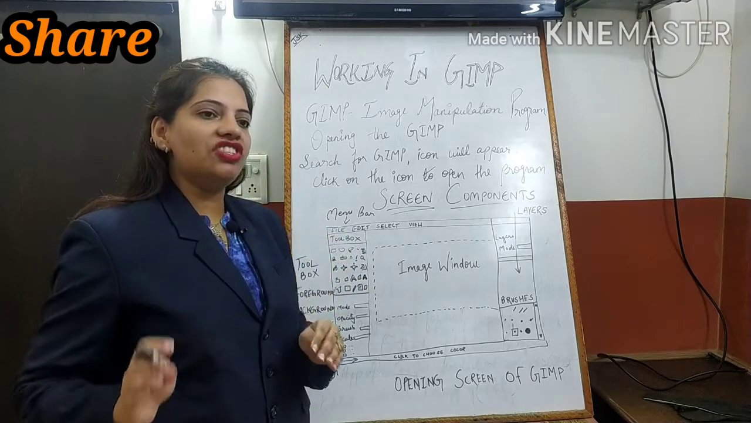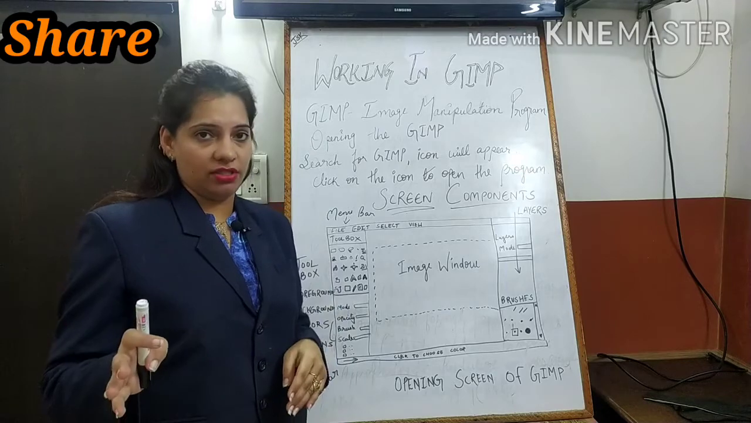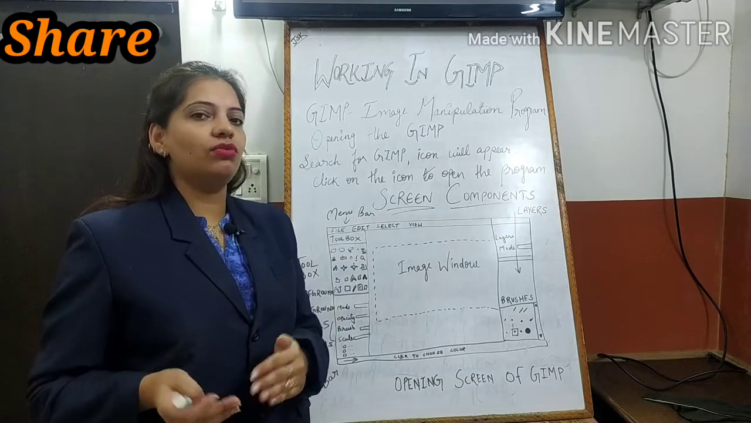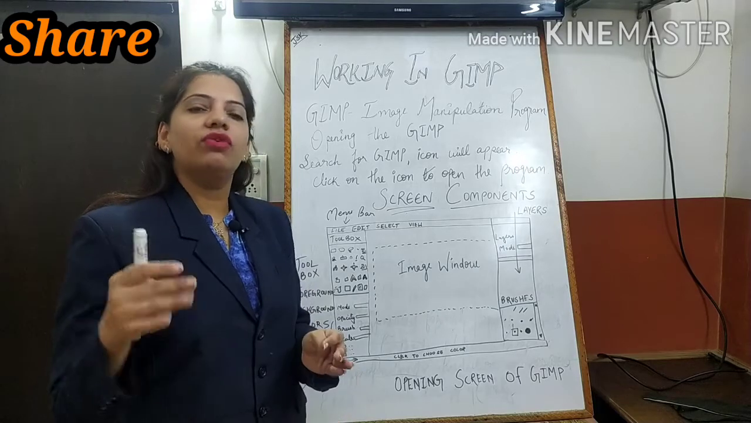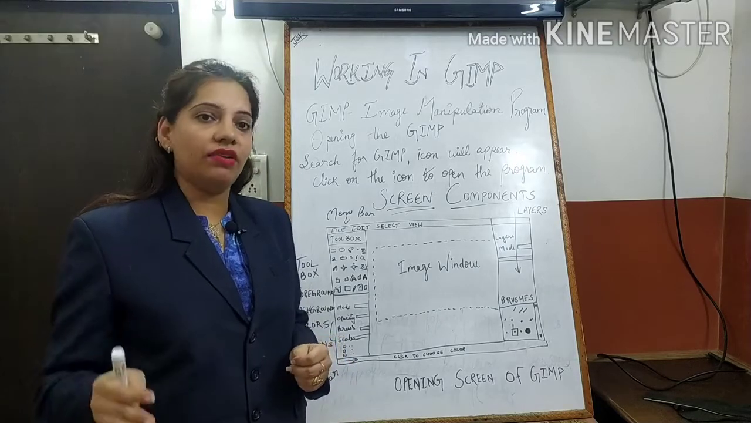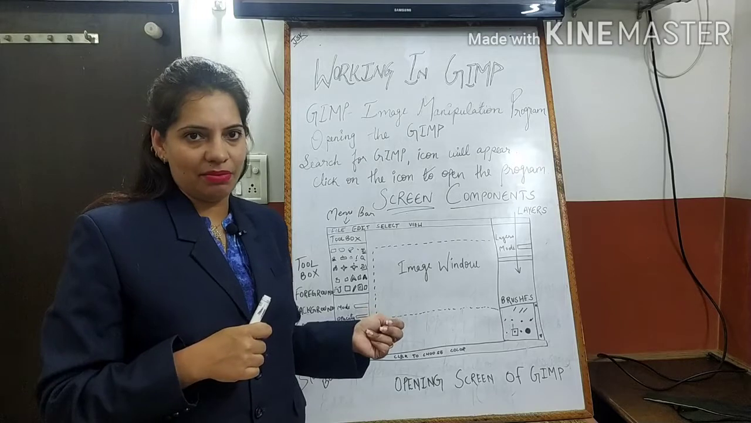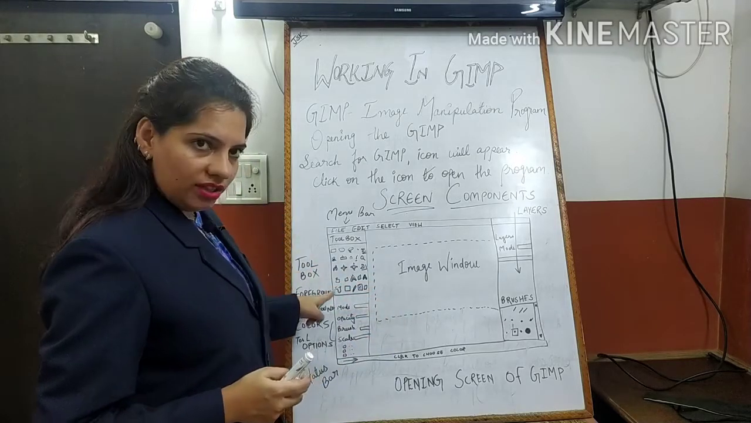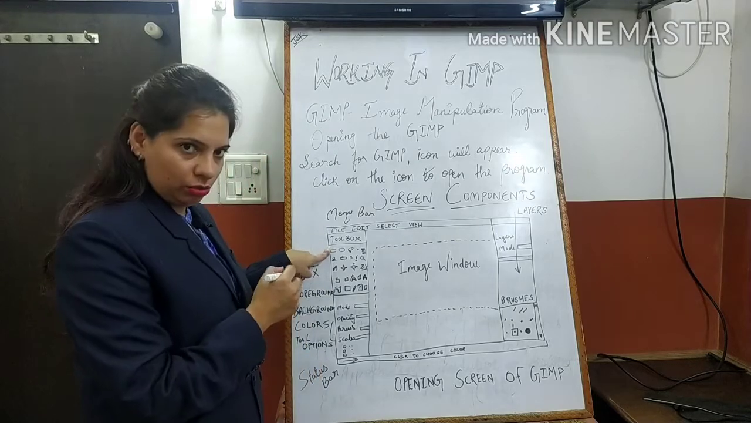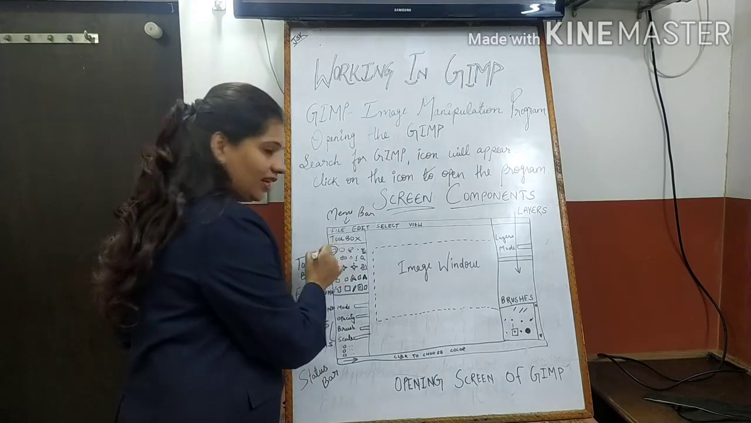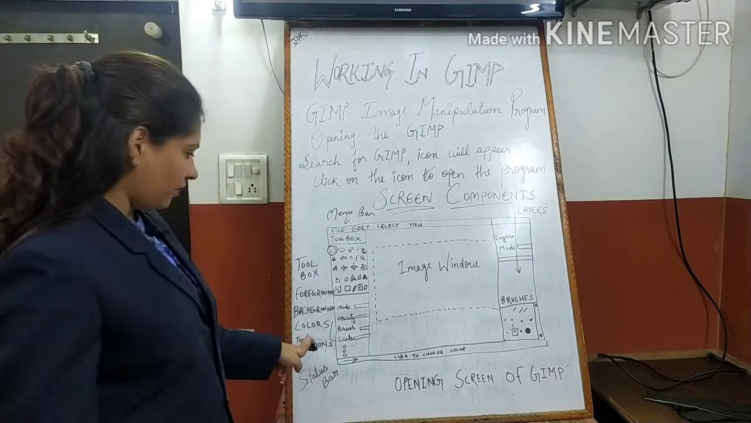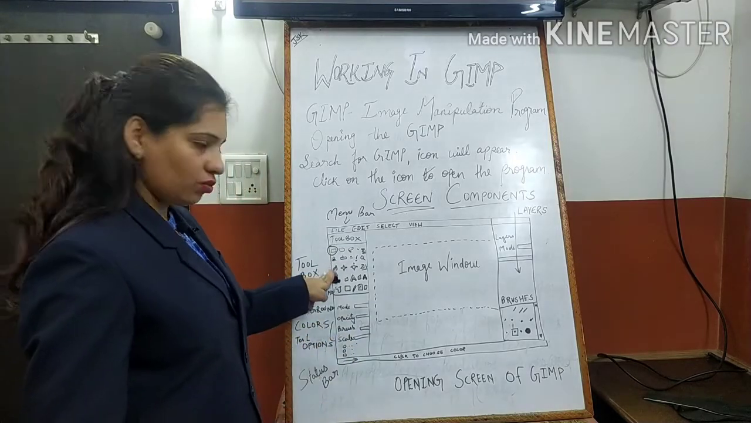I told you GIMP has a variety of options. It is not like Paint. It has more advanced features, advanced tools. That is the reason why even expert, professional graphic designers use GIMP, as it provides us with a number of tools. So these are all the tools. When you click on any tool, the sub options of the tool will appear here. Tool options. Okay, this is the toolbox.